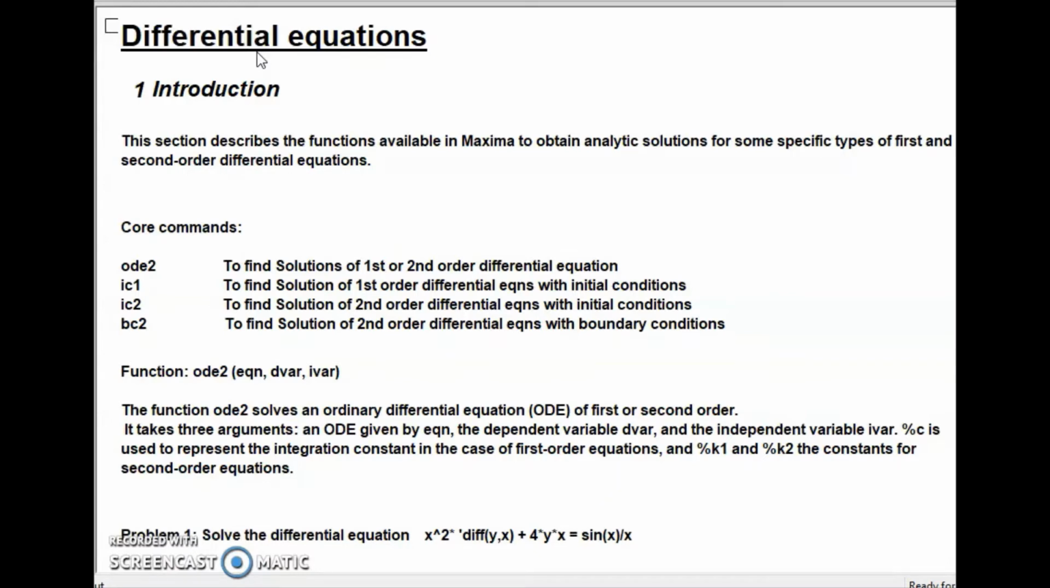In this section, we are going to discuss some Maxima functions that are used to solve either first order or second order equations. You may pause this video whenever you like and then go through the commands as well as core commands. Here I have typed some core commands. Now I am going to discuss the first command.